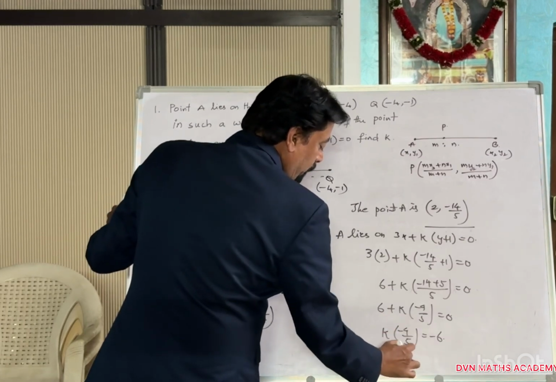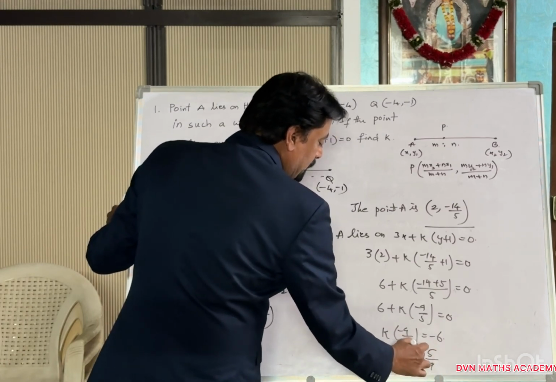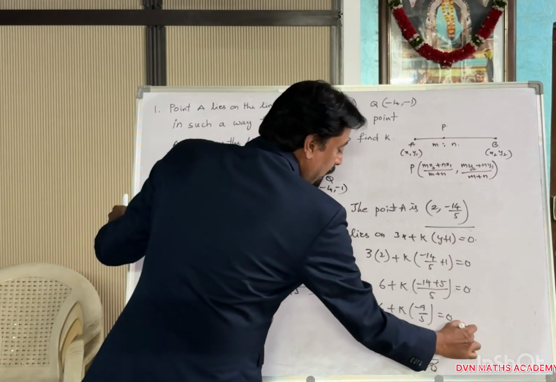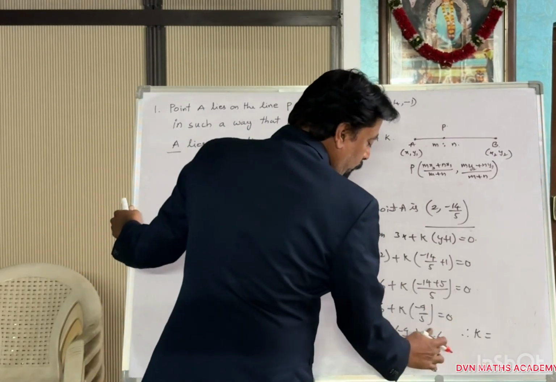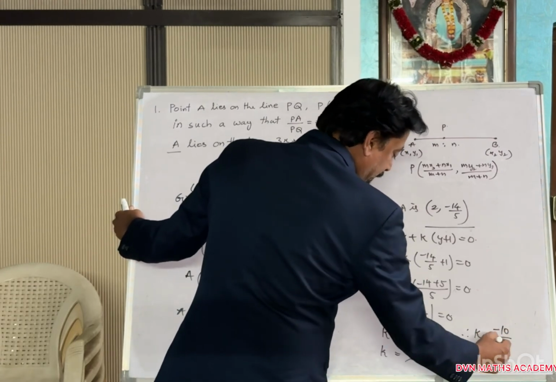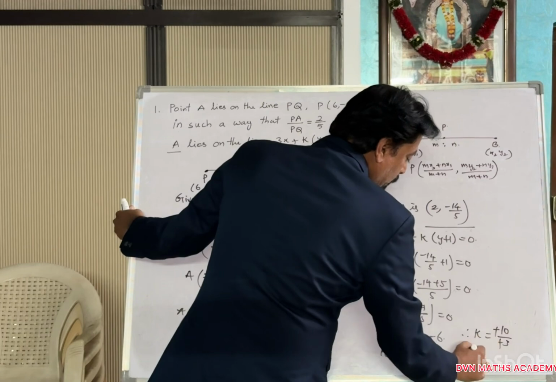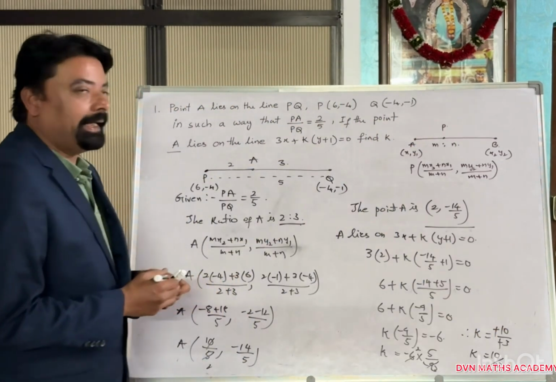k is equal to -6 into 5 by -9. So 3 twos are 6, 3 threes are 9. Therefore k is equal to 2 into 5 by 3, that is, 10 by 3. So this is the value of k.